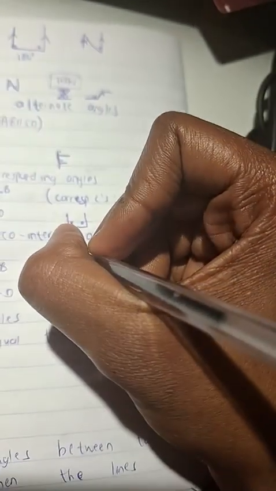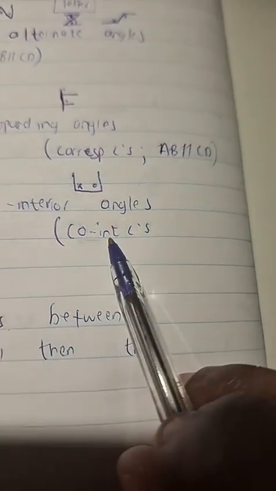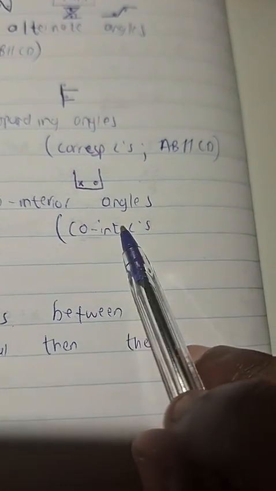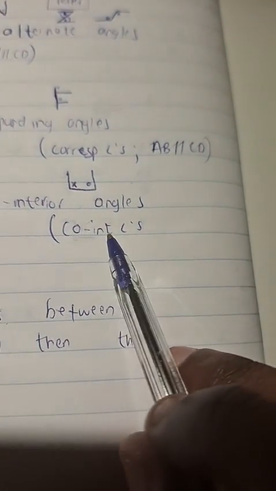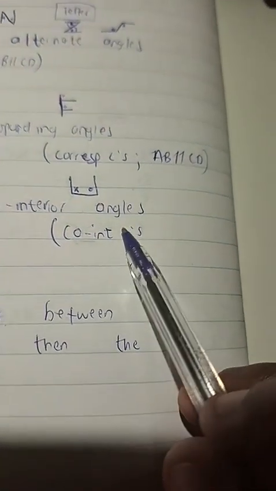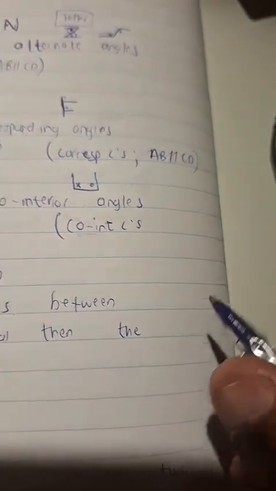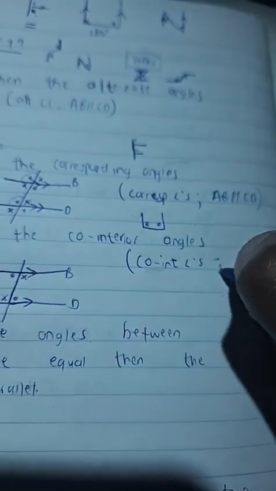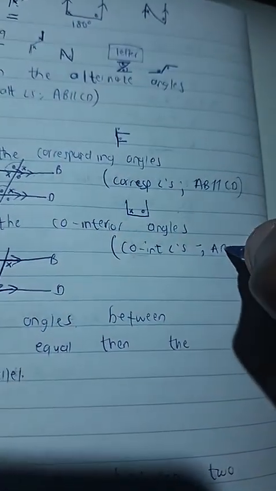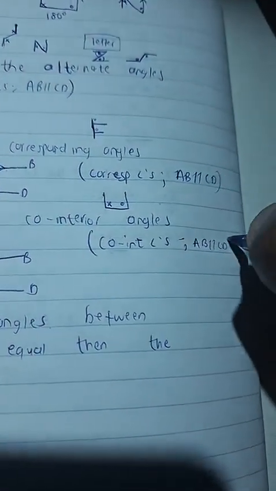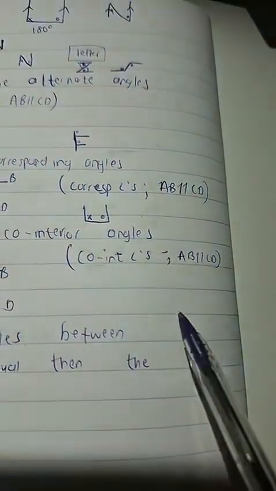And I just want to write here that whenever we write the reason for co-interior angles, we write co-int angles: co, then a hyphen, int, to show that int means interior, and then we write angles, the symbol, and then a semicolon, and we state the lines that are parallel, and that is the reason we use.